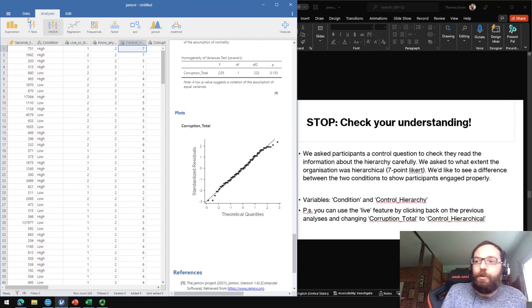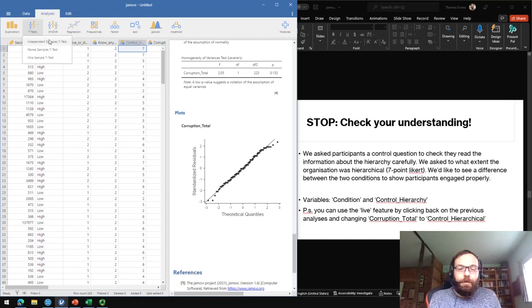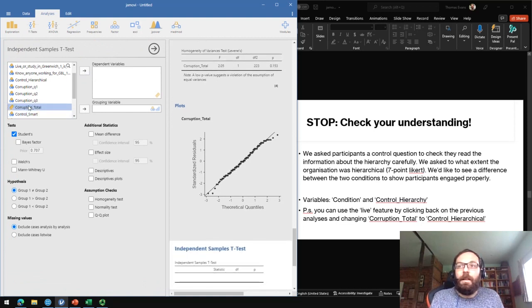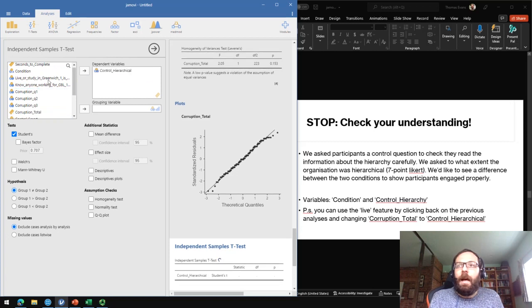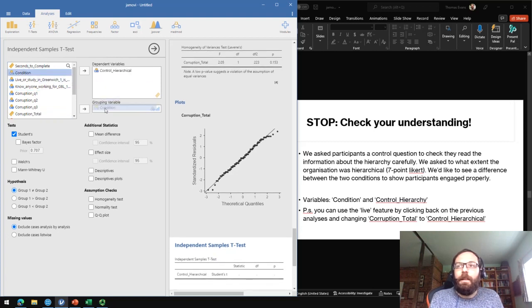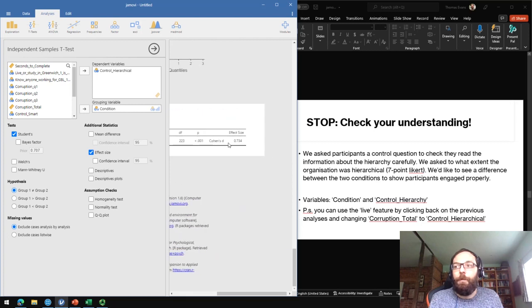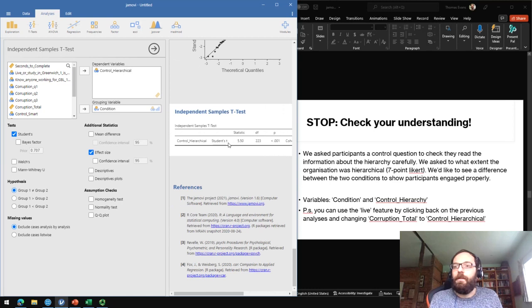Thanks for rejoining me. Now, there were two ways you could have done that. The first is to go straight back into t-tests, independent samples t-tests, and we don't have corruption total as our variable, we have control hierarchy instead, and we have our condition variable over here. I will very briefly show you that the results here again showed a statistically significant difference of around 0.7 in terms of Cohen's d, which is good. It's stronger than the difference noted before.